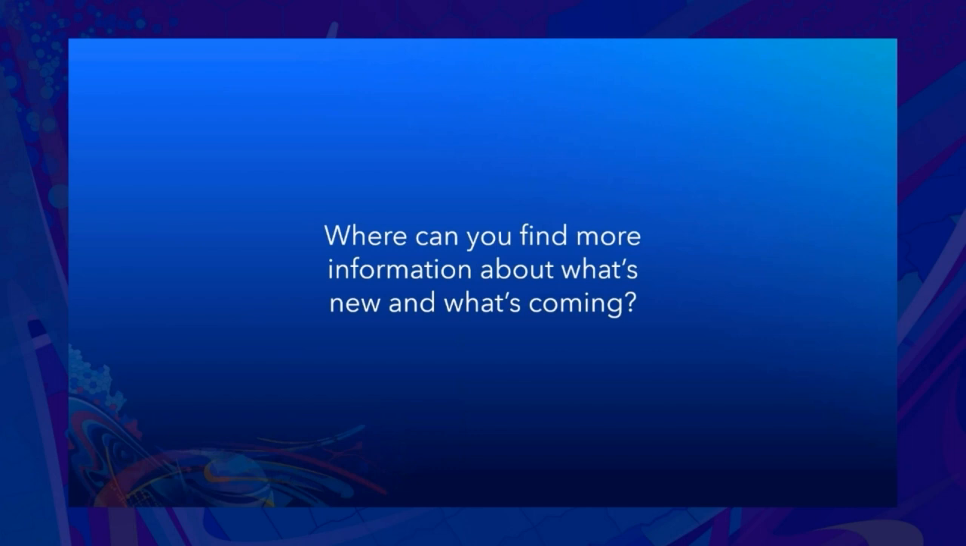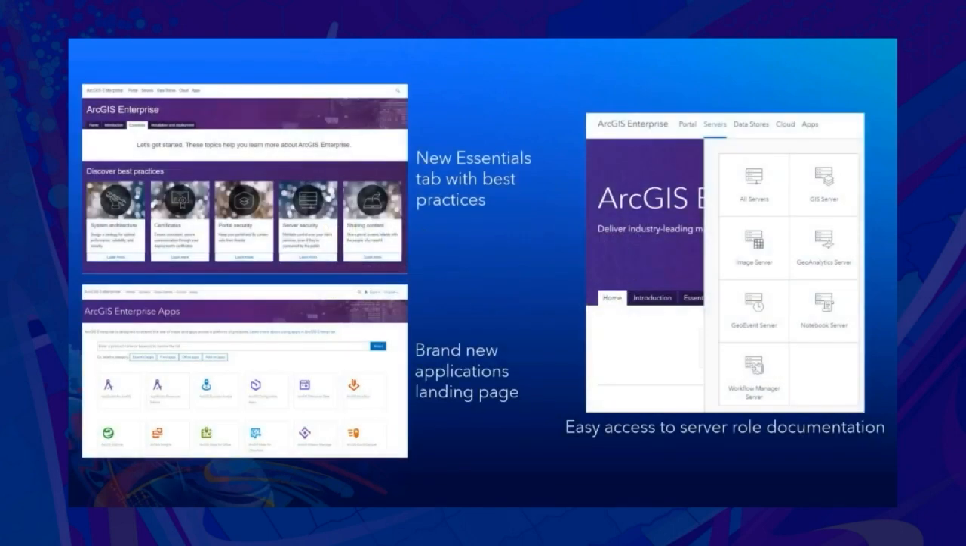To find out more information on what we talked about today, I will speak briefly about Esri's ongoing site improvements and communication efforts. We have added a new Essentials tab to our site at enterprise.arcgis.com. This location contains a quick reference best practices section for standing up and administering your ArcGIS Enterprise deployment. The Enterprise Apps page has been reworked to better index compatible web apps in ArcGIS Enterprise. Lastly, documentation endpoints have been reworked to easily access different server role documentation.